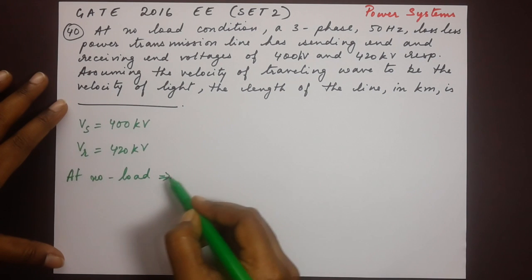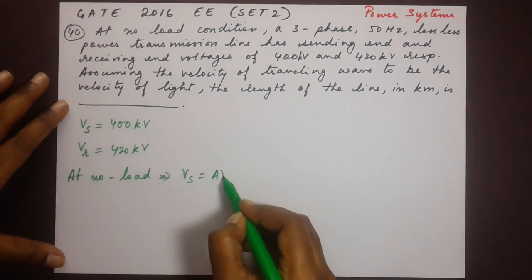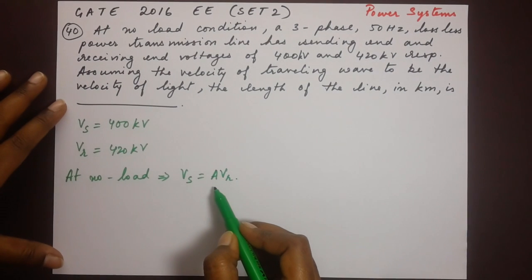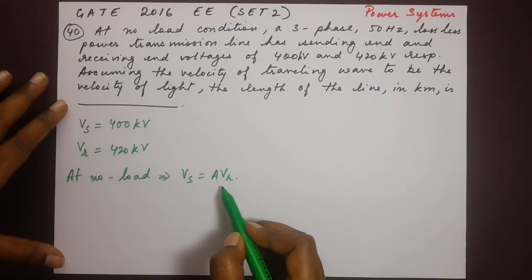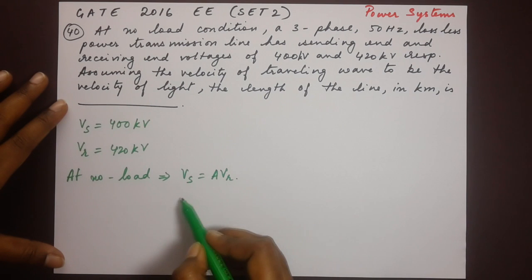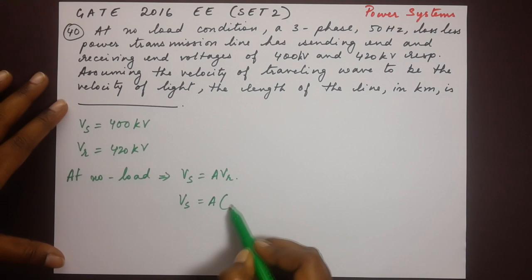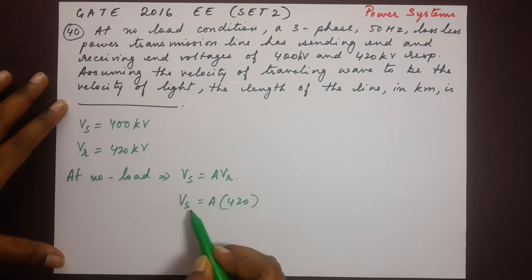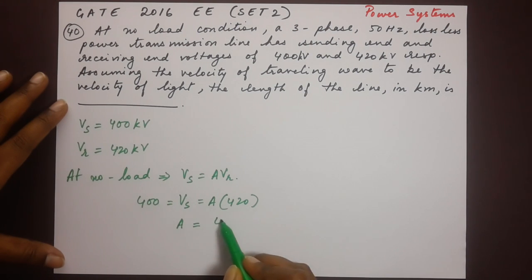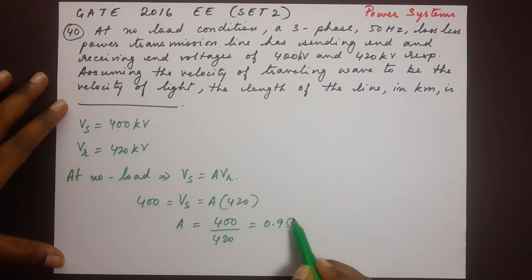we need to remember the relation that Vs is equal to A times Vr. Now A is a constant, okay? Let's find out what A is first. So Vs is equal to A times 420. Vs is 400. So from here we can find out what A is. A is 400 divided by 420, which is 0.9524.